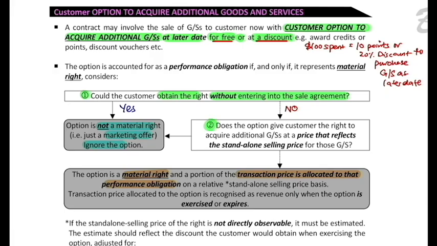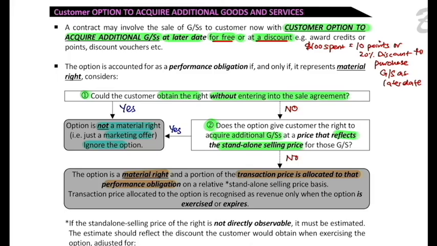Then the second question we're going to ask: does the option allow the customer to acquire goods and services at a price that reflects the standalone selling price? Other people can purchase the goods at 5%. After entering this contract, I also can purchase the goods and services at 5%. This 5% is not a special right. It's a right which everybody, without entering the contract, is also entitled to. In this case, it's just a marketing offer.